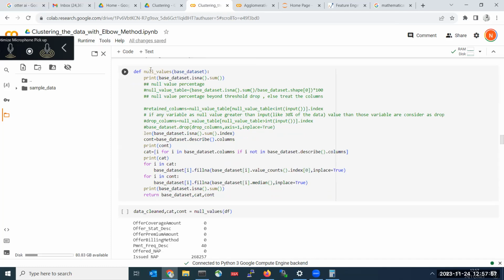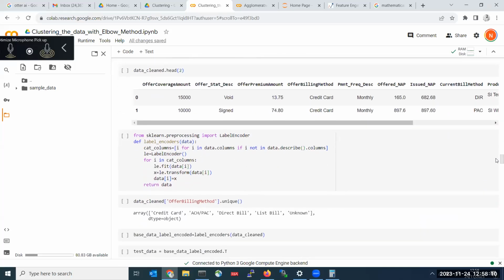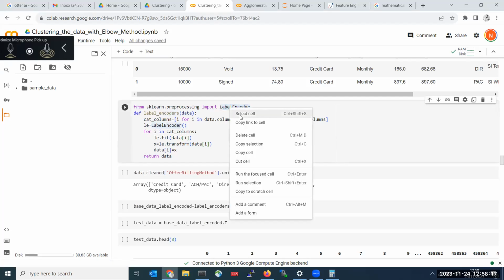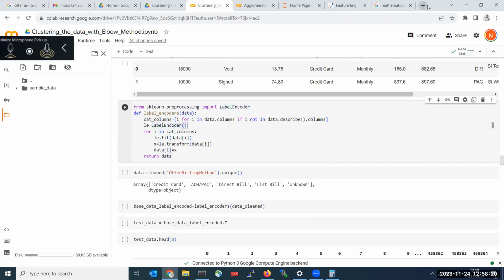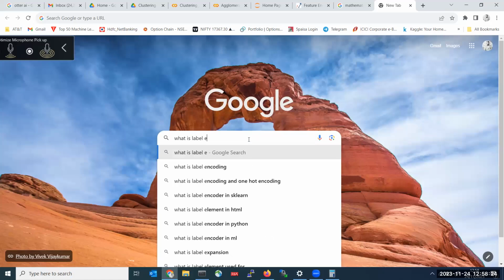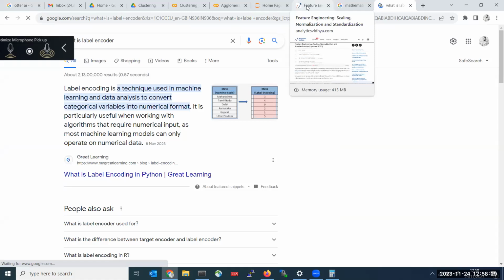So here in this function, just explore what we are trying to do. What is the line of code we have written? This hash means we have commented on that. Just check it clearly, line by line, code by code. And here I used one technique called label encoder. Just copy it and check it in Google. I will explain again what label encoder is. If you explore like that, then only you will understand things more.